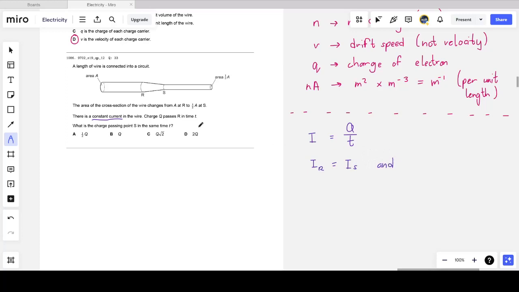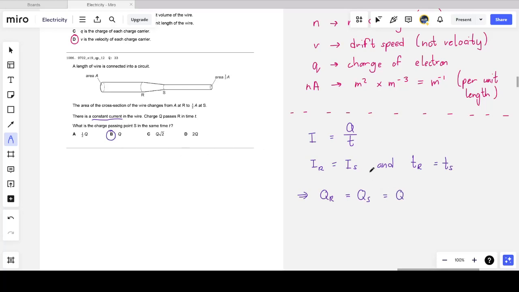But the same time elapses for us to count the charge moving past R as it does through S. So the time that we're measuring for the charge that is flowing past R is the same time that we measure for charge flowing through S. So wait a minute, what that means is I have the same current and the same time. That means the amount of charge flowing through R is equal to the amount of charge flowing through S, which is equal to simply Q, option B.